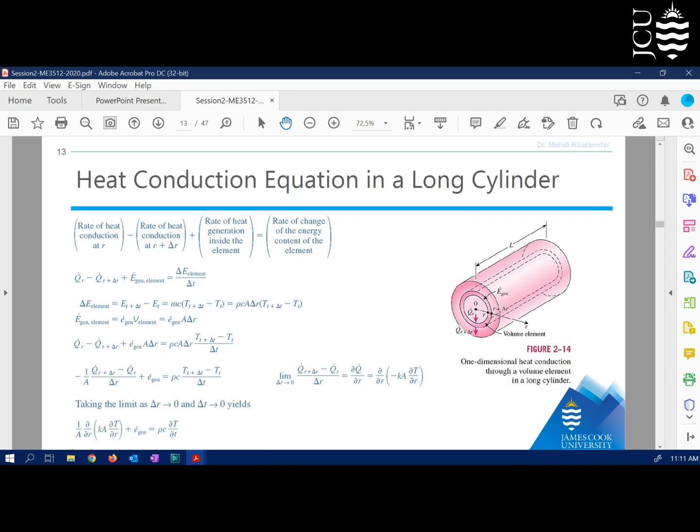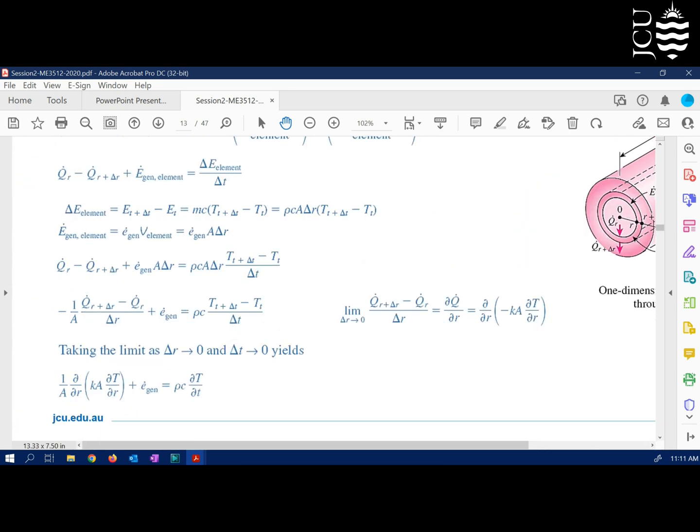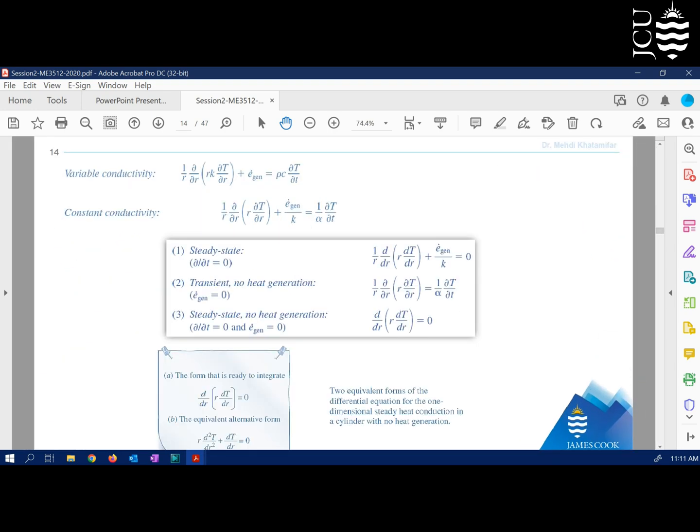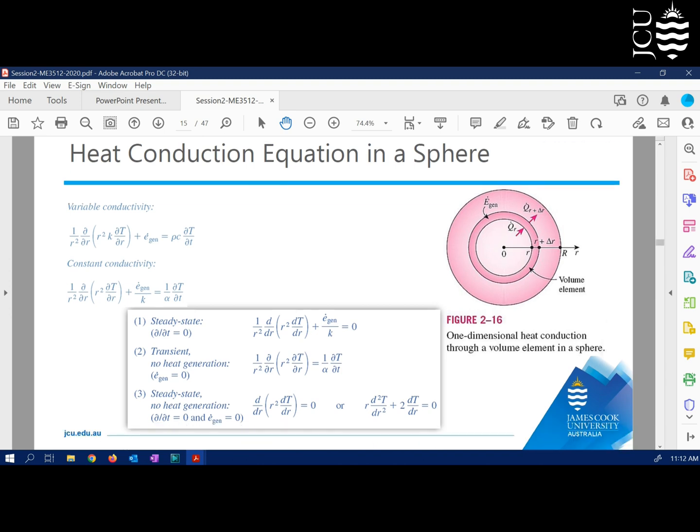If it's in the cylindrical coordinate system, the formula is going to be this one. And you can always convert the rectangular coordinate system to the cylindrical or spherical coordinate system. We just need to know what type of equation they are. And again, same thing, we can consider with or without heat generation and the transient term. And this is the formula for the spherical coordinate system.